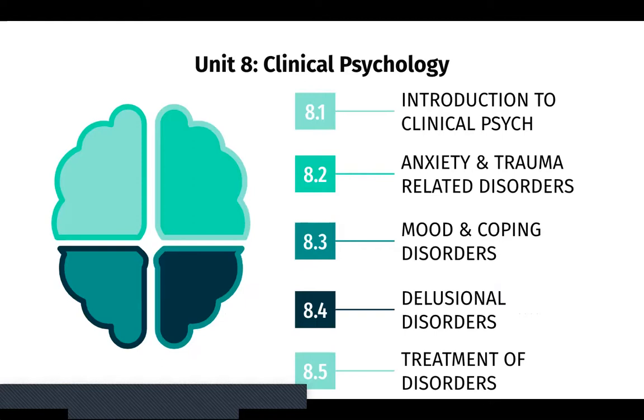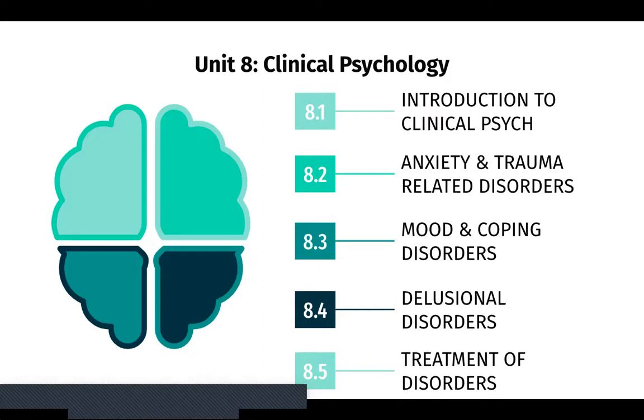So what are we studying here in clinical psychology? Today's our introduction to clinical psych, and we're going to really lay the foundation for the unit. Then when we return from break, we're going to look at anxiety and trauma related disorders, which is going to be anxiety, OCD, PTSD, and then some other disorders you may not have learned about, which are somatic and dissociative disorders. And then lesson 8.3 is going to be mood and coping. The former disorders, or mood is the former name, but it would be depression and bipolar disorder.